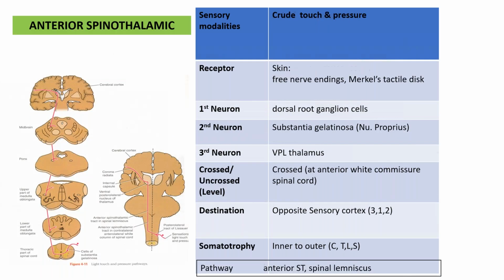And this was the anterior spinothalamic tract. Same crossing, but it ascends in the anterior funiculus area. So everything in this flow chart you should be able to know.